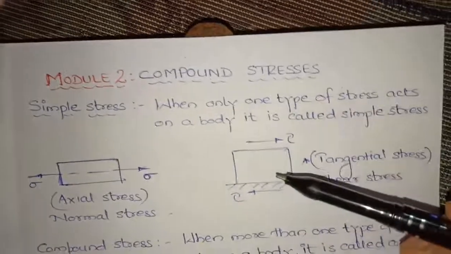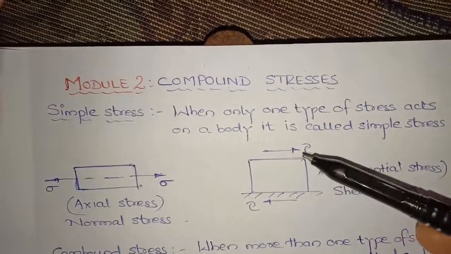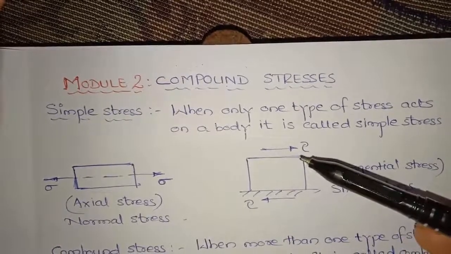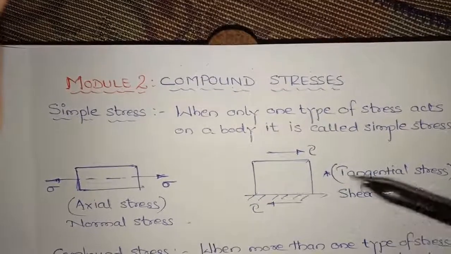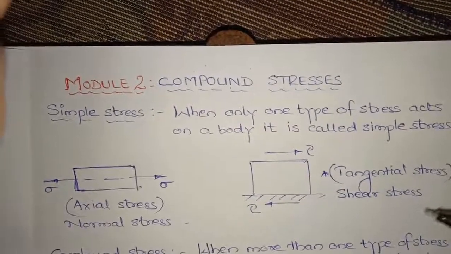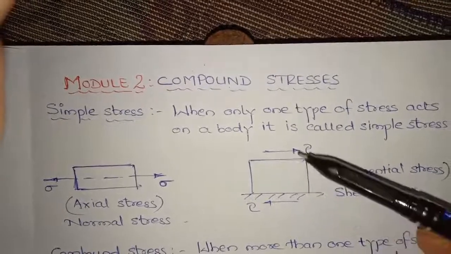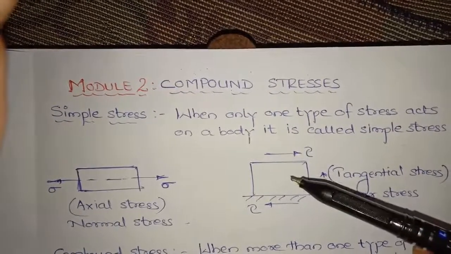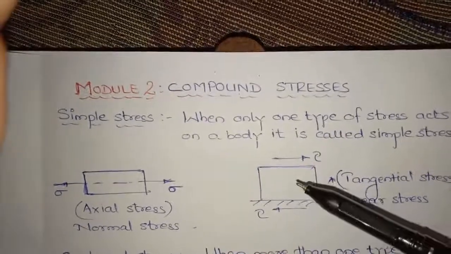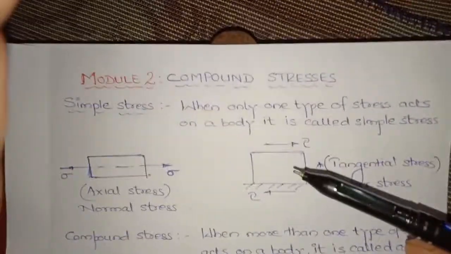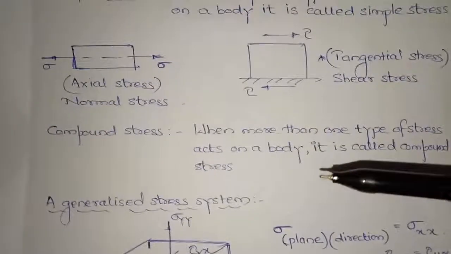In this figure, we can see tangential stress acting on one surface, the top horizontal plane of this block. It is called tangential stress or shear stress. Since only one type of stress is acting on this block, we refer to it as simple stress acting on this block. So then let us see what is compound stress.